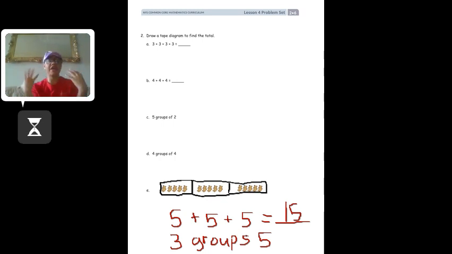3 groups of 5 teddy bears. And we also could have redrawn that tape diagram and only put numbers in it. So instead of having the pictures, like we said, we're moving away from the pictures and we're going to be using numbers. I could have drawn a tape diagram, and I'm just going to draw it right above. I could have drawn a tape diagram that looks like this instead of having pictures.